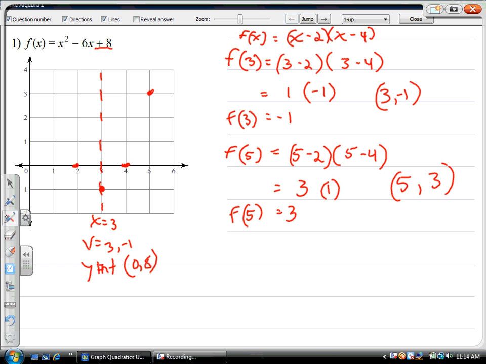Now again, we can use our axis of symmetry to find the point to the left of the axis of symmetry as well. So if we got (5, 3), that's exactly 2 units away from the axis of symmetry. So we can go 2 units to the left of the axis of symmetry and use that point right there, which is (1, 3). You can use algebra to check that if you want. But again, using the properties of the axis of symmetry, you would know that the point (1, 3) works, because it is exactly 2 units away from the axis of symmetry.